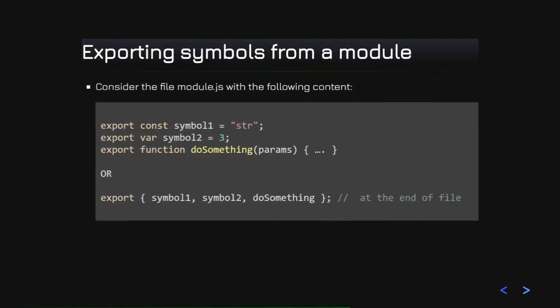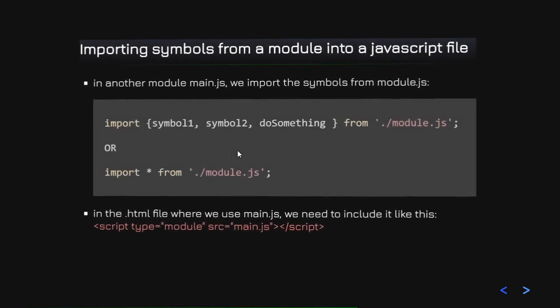So let's say we have this module.js. This is how we export symbols. We have this module.js with the following content. We have this constant, which is exported inline here. We have this variable, which is exported inline here. And we have this function, which is exported inline here. Instead of writing export for each symbol, we can also write one single export statement at the end of the module, which exports everything.